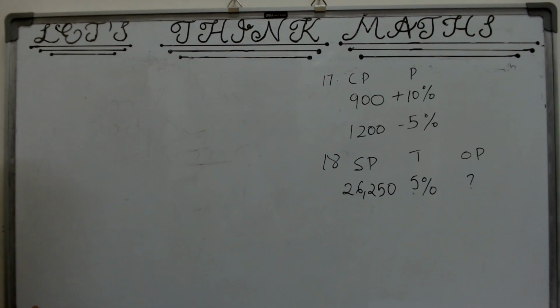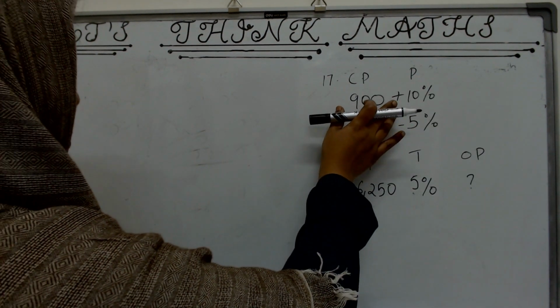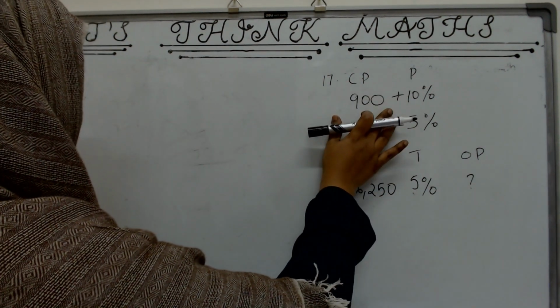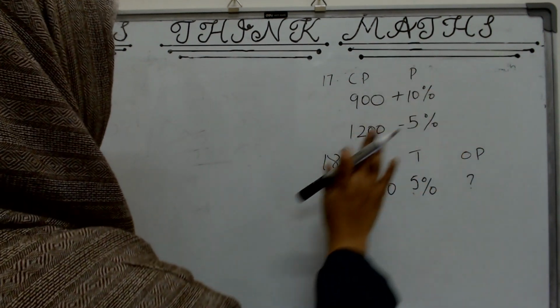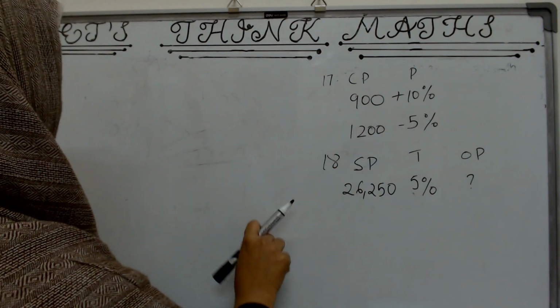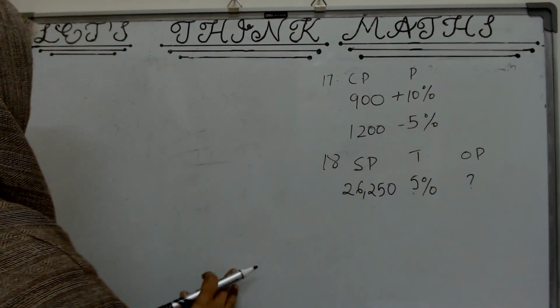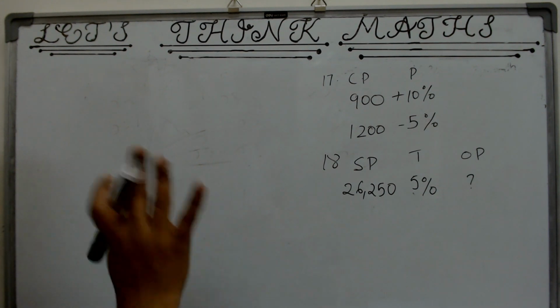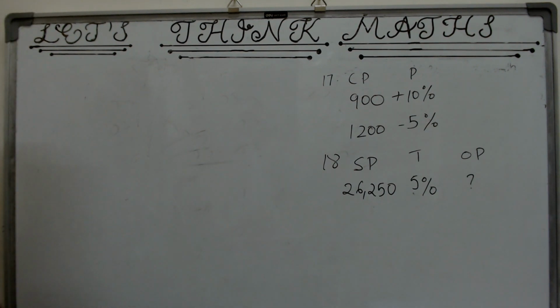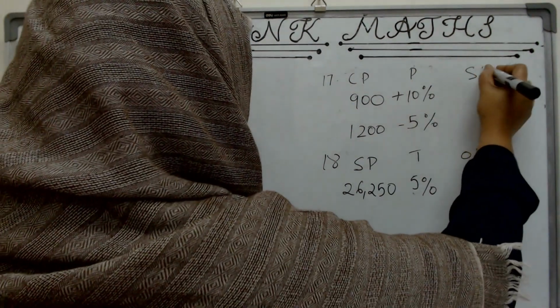Our 17th question is about a person who got an iron box for 900 rupees, sold it at 10% profit. Then he got another iron box and sold it at 5% loss. So obviously he's got nothing better to do. He's just buying and selling iron boxes. But that is not the question. The question is, what is the selling price?